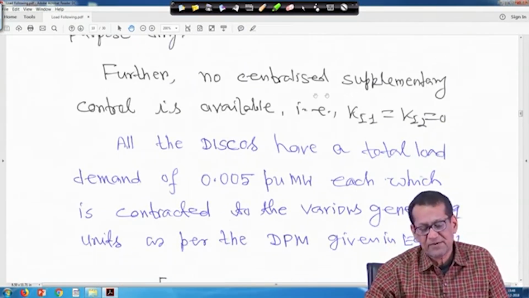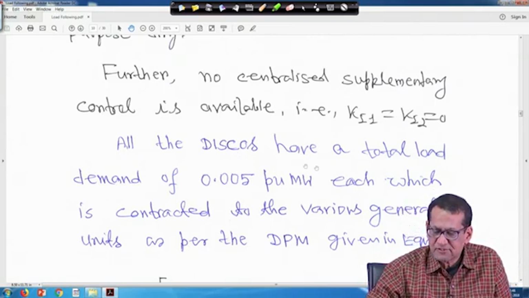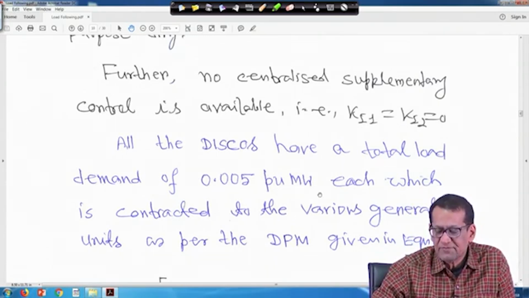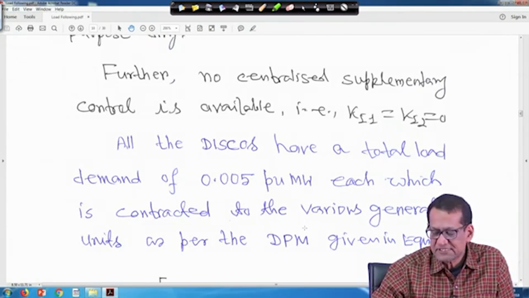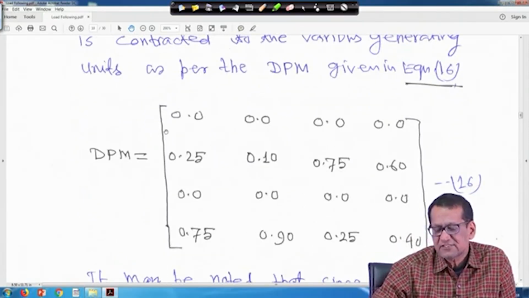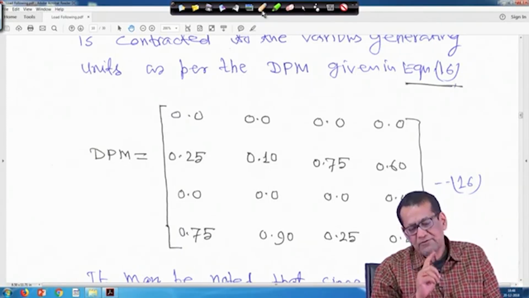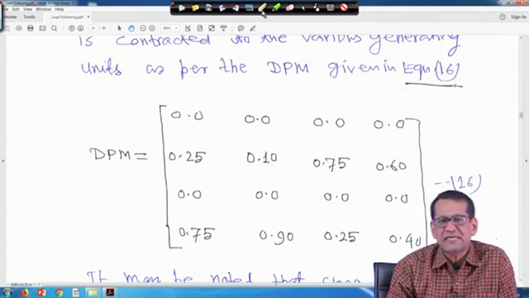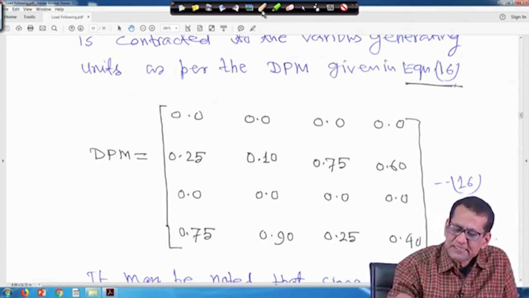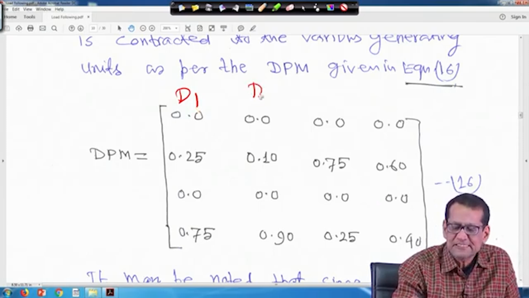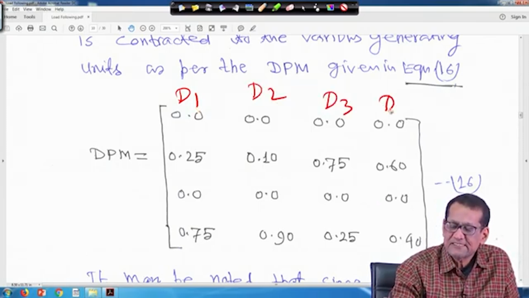Further, I told you no centralized supplementary controller is available, and all the discos have a total load demand of 0.005 per unit megawatt each, which is contracted to the various generating units as per the DPM given in equation 16. So, this is actually the disco participation matrix. In this case, unit 2 and unit 4 are in the load following. Actually, this is distribution company 1, I am putting D1 instead of disco as it will take more space. This is D2, this is D3 and this is D4, right.